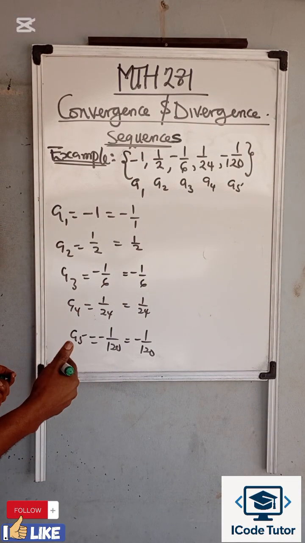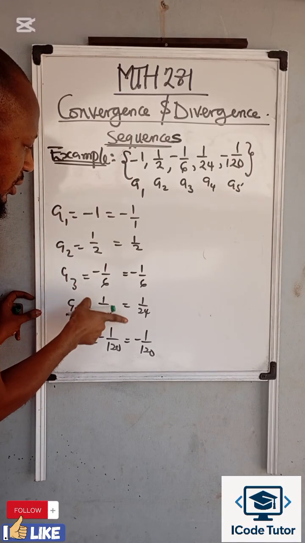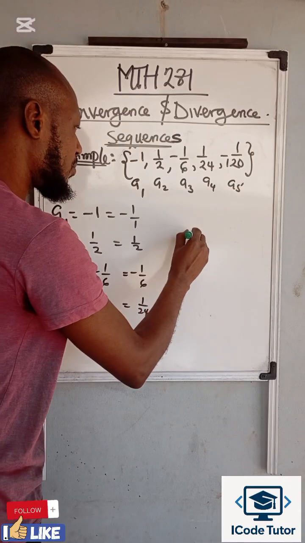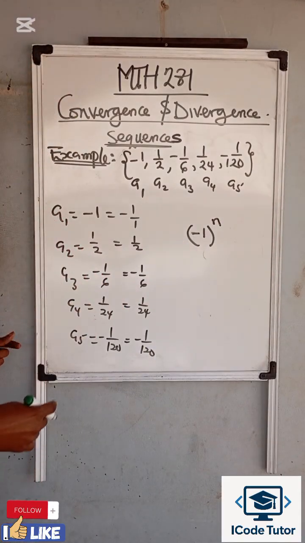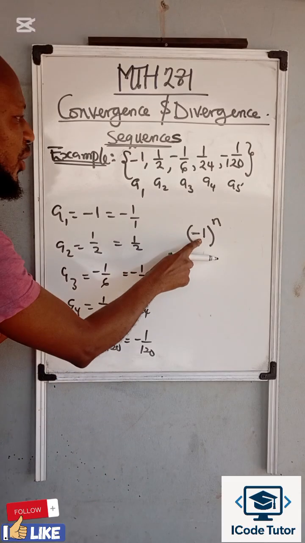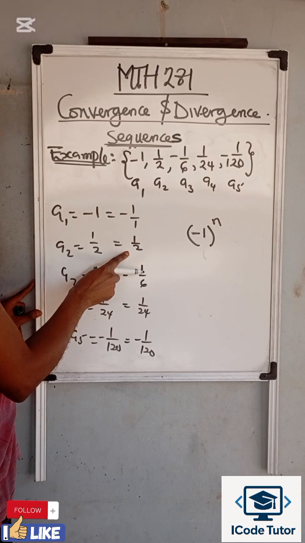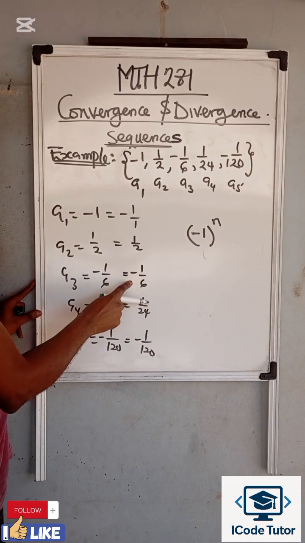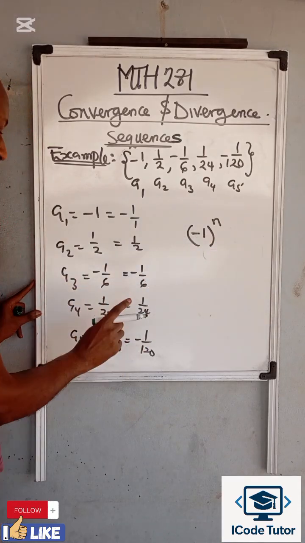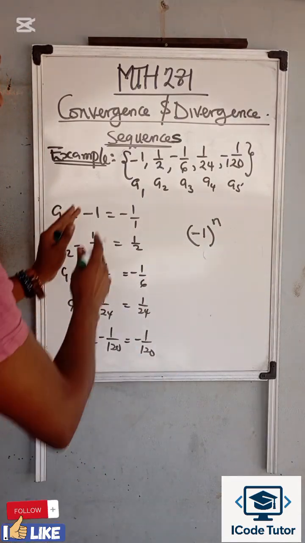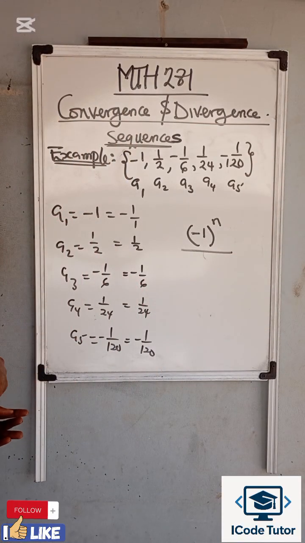Now, how to go about it is this. If you look at it, we have minus, plus, minus, plus, minus. That means that we have minus 1 raised to power n. How do you think it is minus 1 raised to power n? Because minus 1 raised to power 1 will give you minus. Minus 1 raised to power 2 will give you positive. Minus 1 raised to power 3 will give you negative. Minus 1 raised to power 4 will be positive. Minus 1 raised to power 5 will be what? Negative, and so on like that. Don't forget that these are what? Fractions.